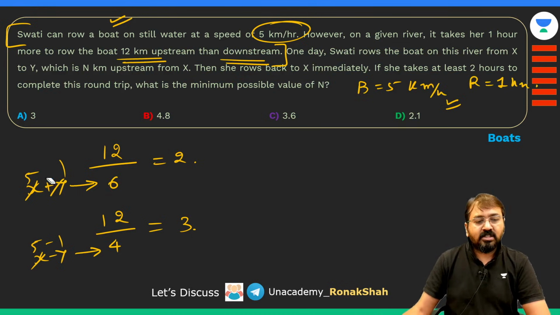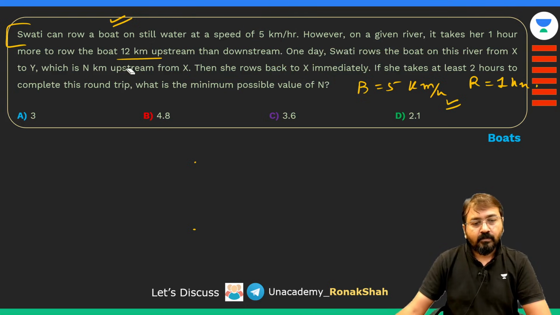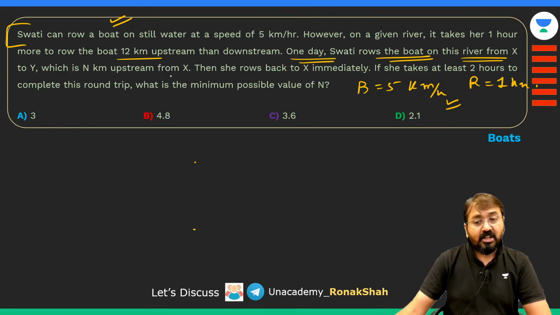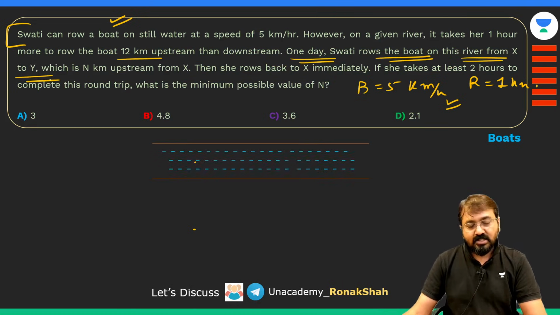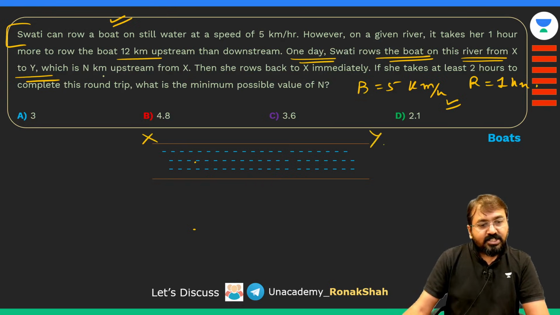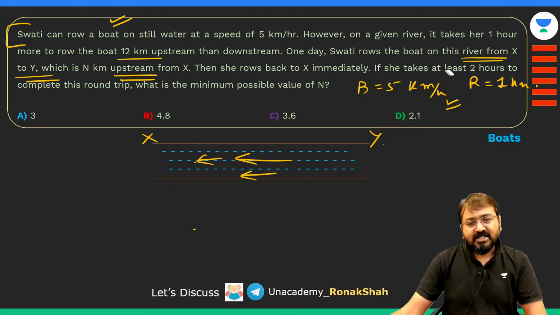Once we have got this, the question will further become very, very simple. So what is our question further? Let's see. So one day Swati rows the boat on this river from X to Y. So this is the situation, guys. This is X and this is Y, which is n kilometer upstream. So the river flows in this direction because this is upstream. However, it doesn't matter actually in this question. Then she rows back to X immediately.